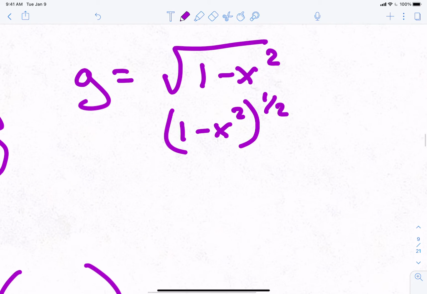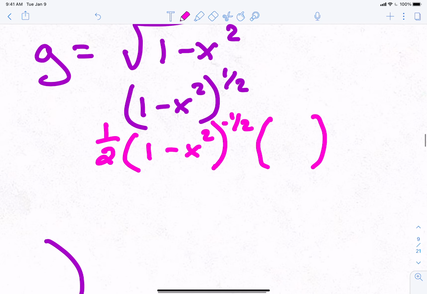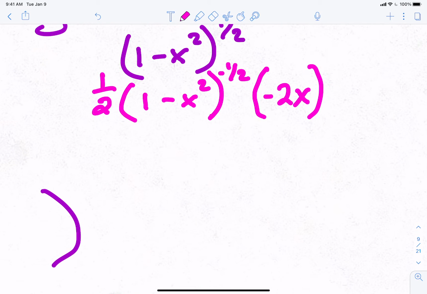All right, now I'm going to take the derivative. So, 1/2 comes down in front, times 1 minus x squared. 1/2 minus 1 is going to be the negative 1/2 power, right? And then I have to multiply by the derivative of the inside, times negative 2x. Does that make sense? Okay, now let's simplify it.